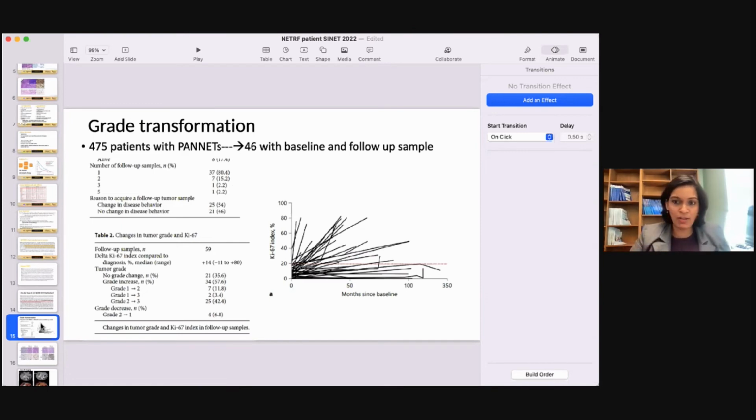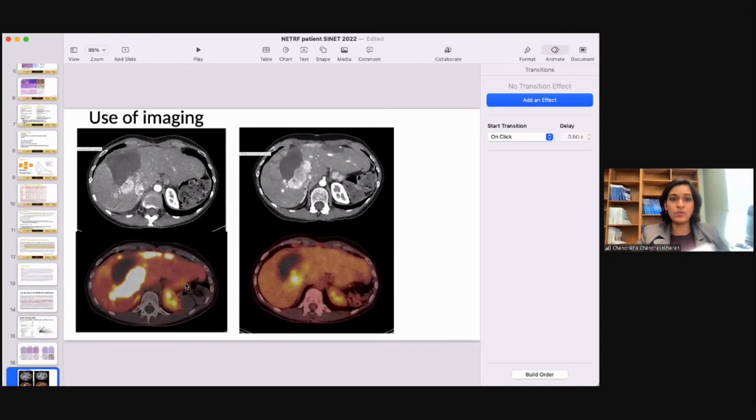The last question, because we have 5 minutes, is grade transformation. Some of the questions asked were about what percentage of patients progress from a well-differentiated to a high-grade neuroendocrine tumor. Now, I'm going to start with a few CT scans. I had 2 or 3 patients in clinic last week, and I pulled up some CT scans.